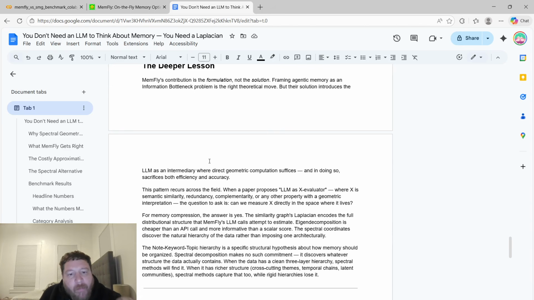The note keyword topic hierarchy is a specific structural hypothesis about how memory should be organized. Spectral decomposition makes no such commitment. It discovers whatever structure the data actually contains. When the data has a clean three-layer hierarchy, spectral methods will find it. When it has richer structure, cross-cutting themes, temporal chains, and latent communities, spectral methods capture that too, while rigid hierarchies lose it. Kind of the bottom line framing and overall thinking within this is that it's that classic problem, right?